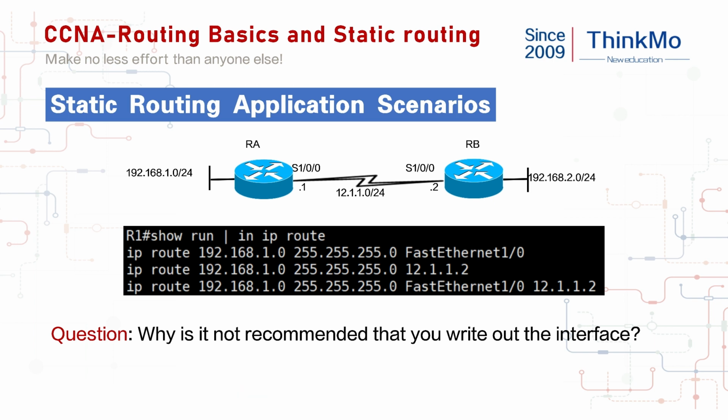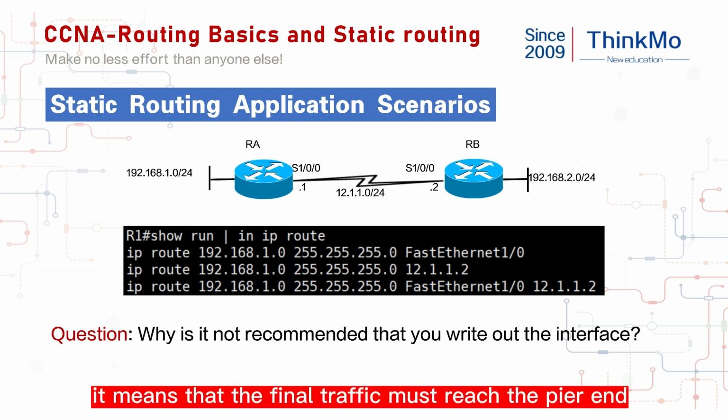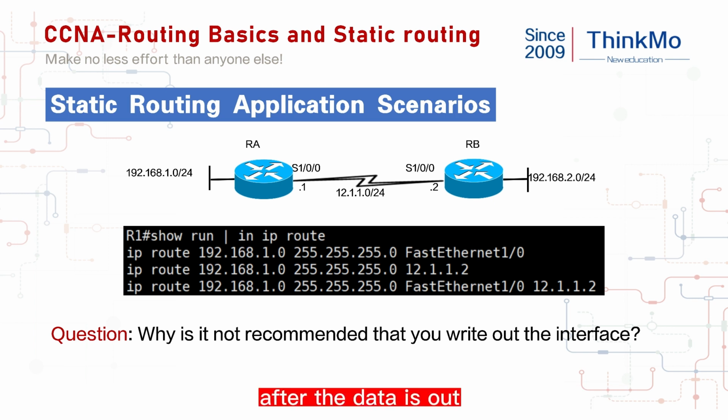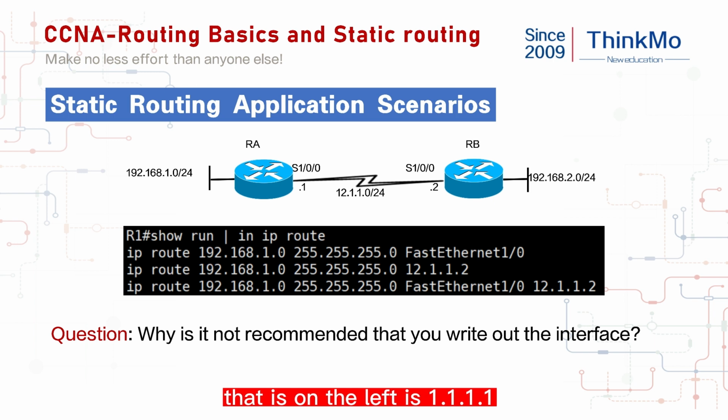Point-to-point link. As long as the outbound interface is specified, it means that the final traffic must reach the peer end. After the data is out, it can't get anywhere else. Only to the peer device. So as long as there is a route to the peer, to send the data, then under this link, serial line 2 interfaces, it is possible not to configure the same network segment. That is, on the left is 1.1.1.1. On the right is 2.2.2.2. As long as there is routing, direct communication between them.